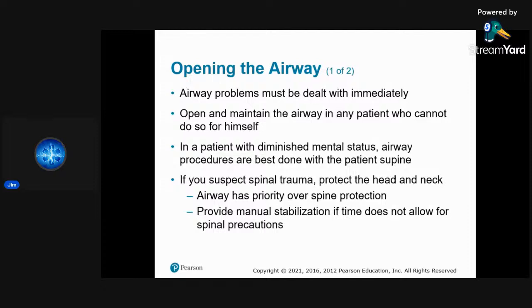If we suspect a spinal trauma, like they fell off a ladder, a car wreck, whatever, hitting the head with a baseball bat, we're going to protect the head and neck. However, airway has priority over spinal protection. What do I mean by that? If I've got to manipulate the head or neck to open an airway on a patient who's not breathing, we're going to do that over not doing it and protecting the spinal column or C-spine. If time does not allow for complete spinal precautions, which means C-collar, backboard, and so on, we're going to provide manual inline stabilization. It's where we hold their head, right?